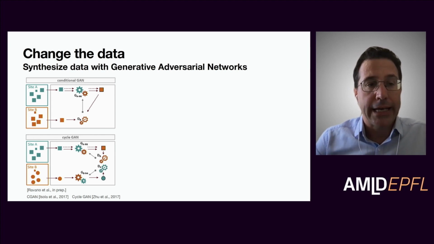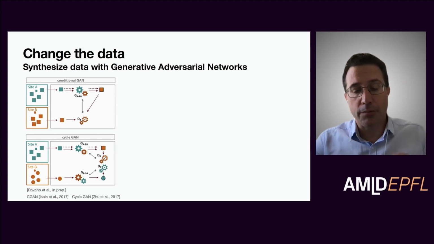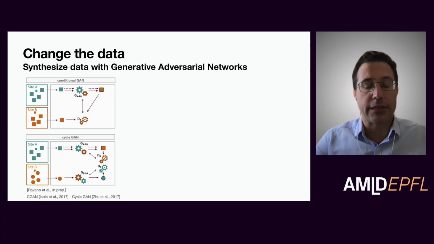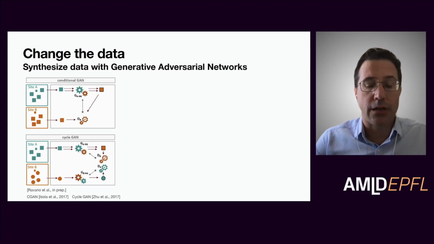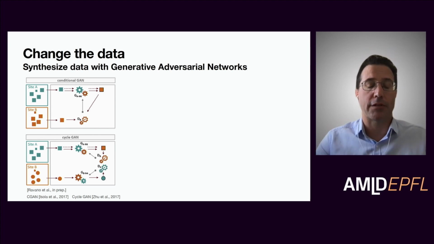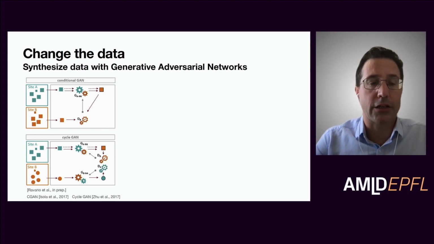So what it does is it tries to generate data that looks as if it came from another site. And then you have another part of this network that tries to distinguish between data from the sites. And you basically try to fool what's called the discriminator. You have one approach called conditional GAN, where you need paired images, and you have another approach called the cycle GAN, where you don't necessarily need to have the same patient in both sites. So this is actually more promising for real-life applications.